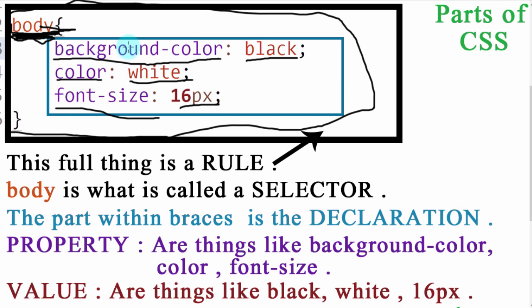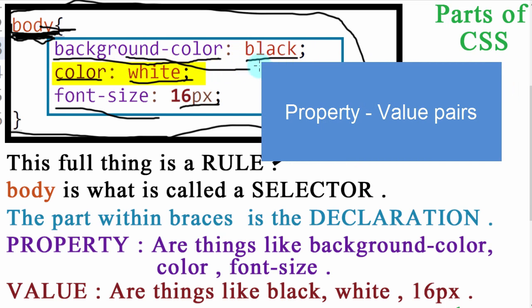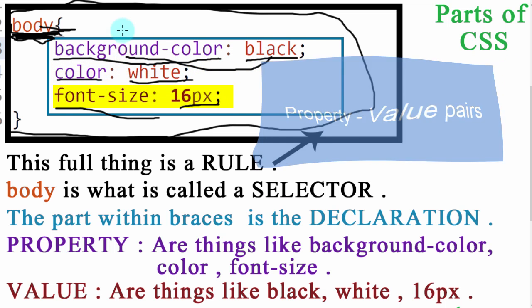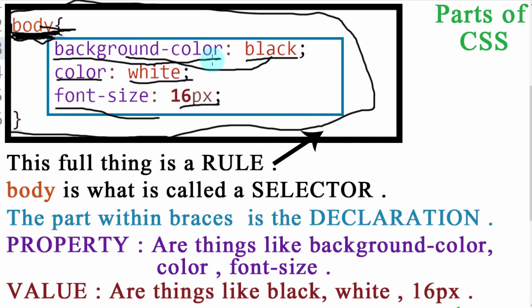So this is property value pairs. You'll usually hear people say property value pairs. So a property and a value pair, and then it is ended by a semicolon. This one will end this line, and this line will also be ended by a semicolon. So the property value pairs are ended by semicolons, and the value and the property are separated by a colon.